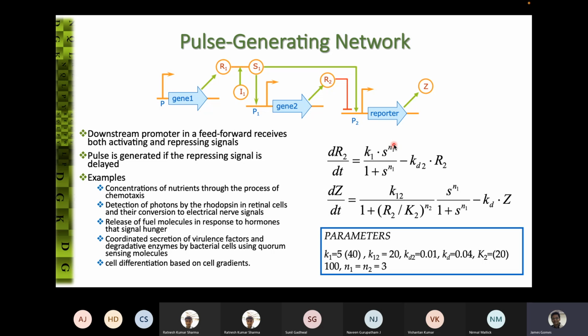You'll need experimental information that tells you whether N will be 2 or 3 or 4, or some fractional value. Similarly, K1 and K2D will also come from there. And if you know the initial condition, then this equation can be integrated at least. So that structure is there.